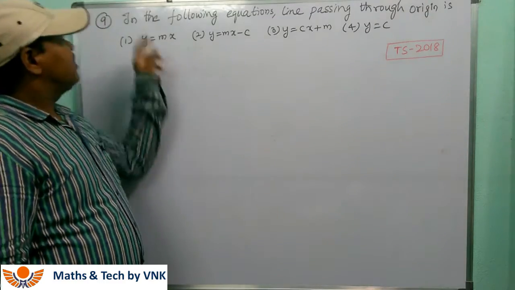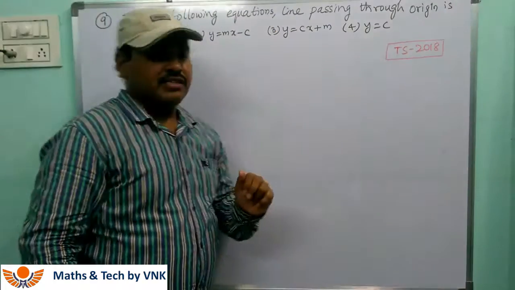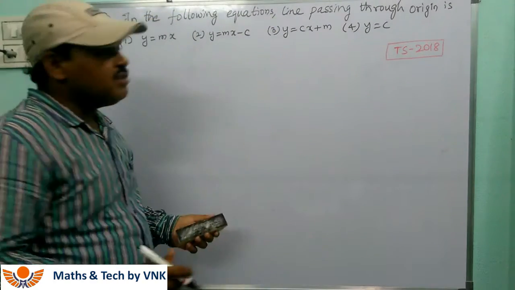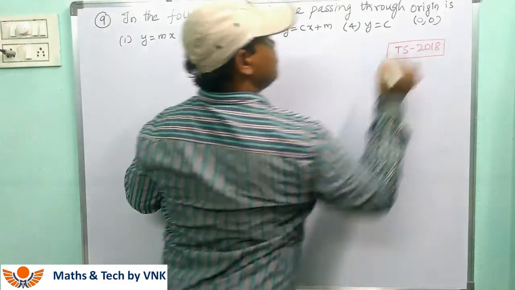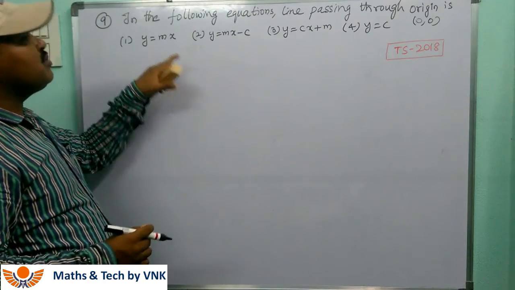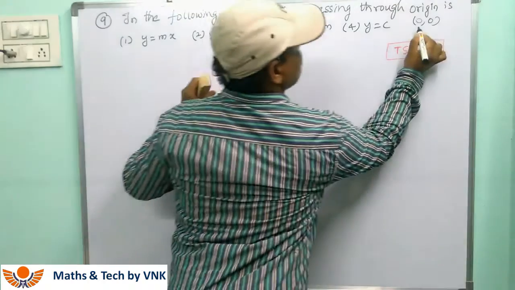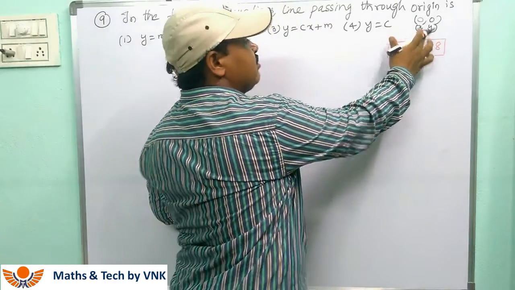So the correct option is 2. Next question is, in the following equations, the line passing through the origin is. So what is the origin? Origin means (0, 0). So the line passing through (0, 0). Now substitute x is equal to 0, and you should get y is equal to 0.